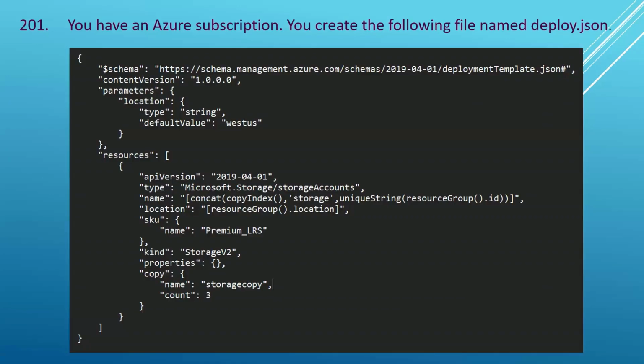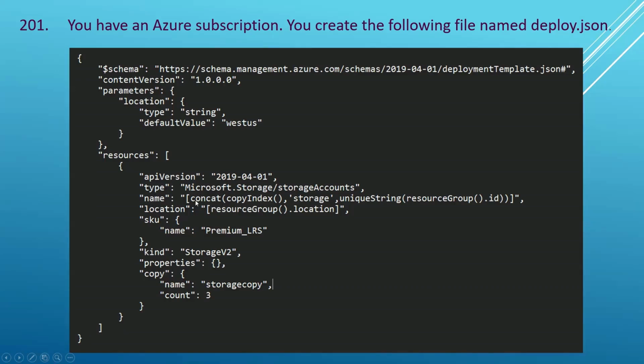Friends, this is question number 201 of the series. You have an Azure subscription. You create the following file named deploy.json. In front of you, there is an ARM template. Basically, in the type section, they are trying to create a storage account, and the location of the storage account is set to the location of the resource group, as they have resourceGroup().location in it. And the name of the storage account is dynamically generated.